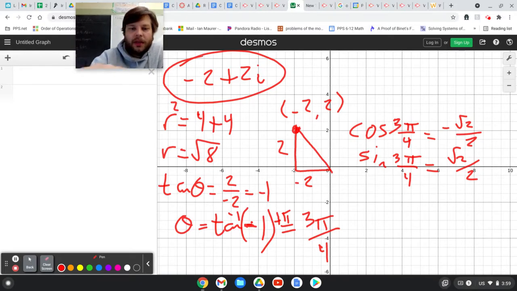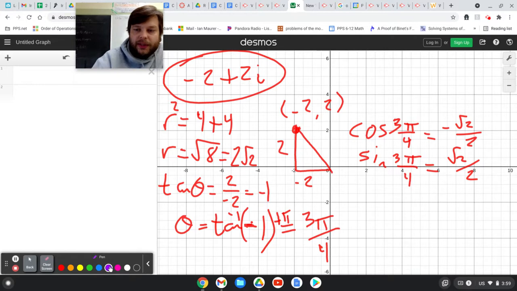So what do I mean? If you look at r equals the square root of 8, the square root of 8 is really the same thing as 2 times the square root of 2. So if I take 2 times the square root of 2 and multiply it by the cosine, and multiply the r by the sine, I get back to my original one.